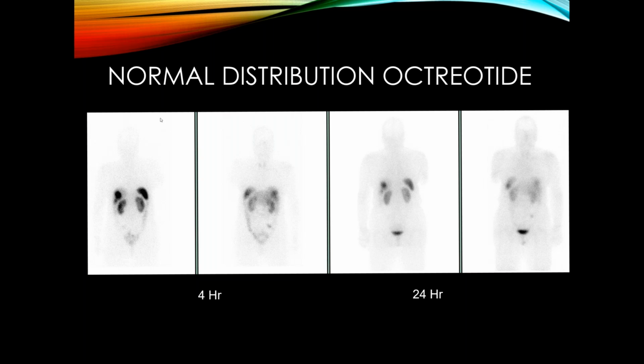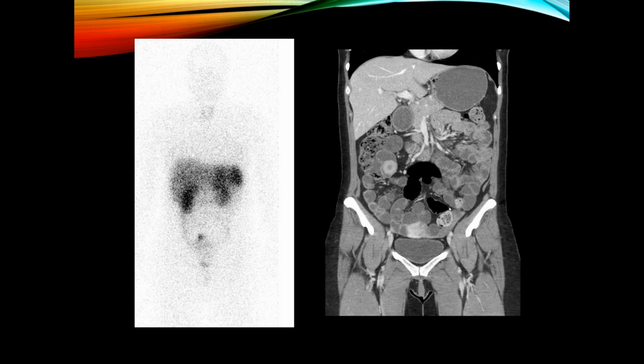When we do the pictures, we start off with a whole body, which is basically anterior and posterior pictures. Okay, and we do both. So here's an example of a whole body. We can see focal uptake here, and it actually corresponds to the tumor that we see on the CT. And then we can look at the whole body and look if there's anything else that we're worried about.